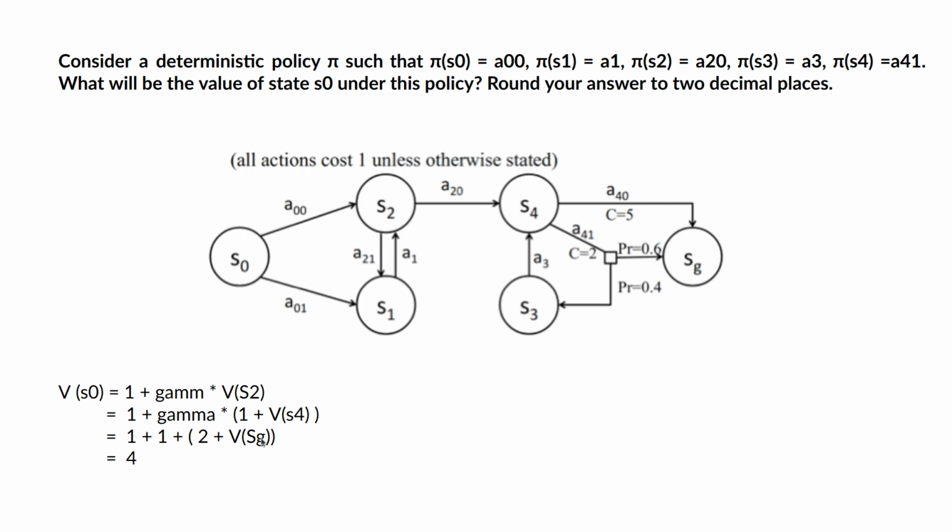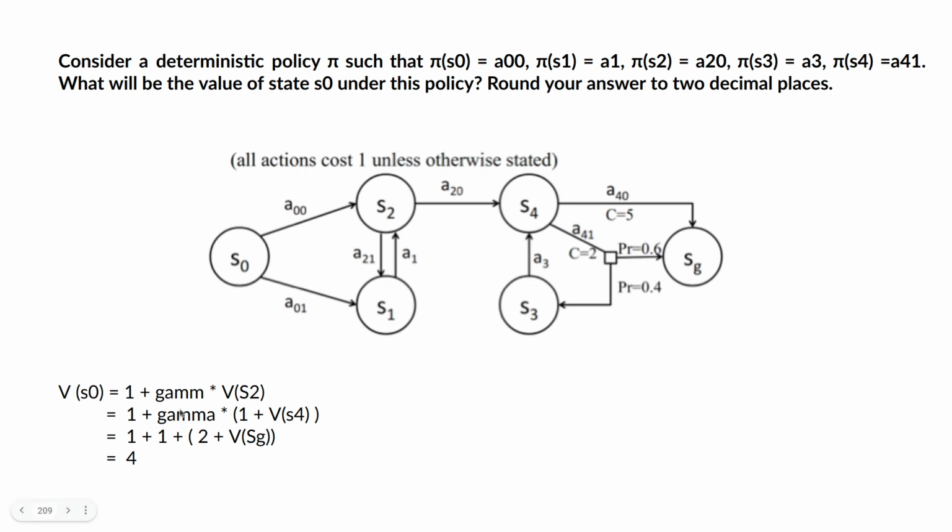So V of S4, it will be 1 plus 1, 2, plus 2 into V of SG. SG is here, it is given. V of SG is 0 because if you reach the goal, it will always be 0. I assumed it, so it will be 4. Just one confusion: C equals 2, is it for S0 or is it for S4? Otherwise this is the formula.